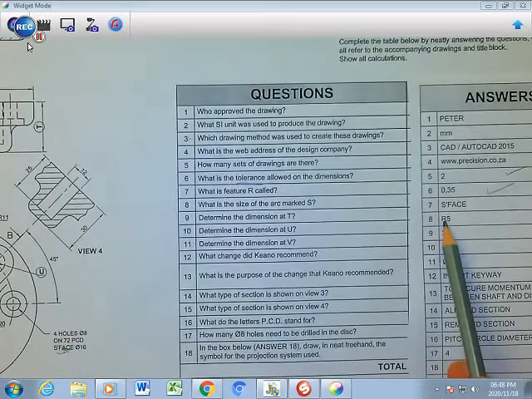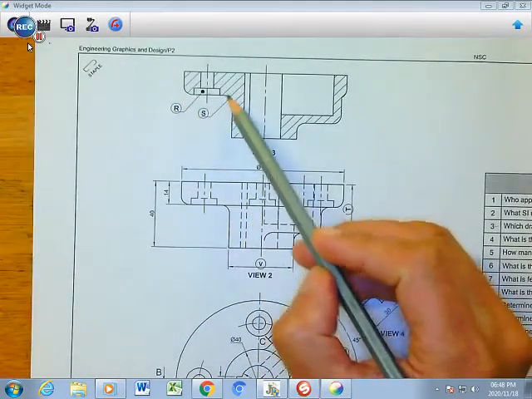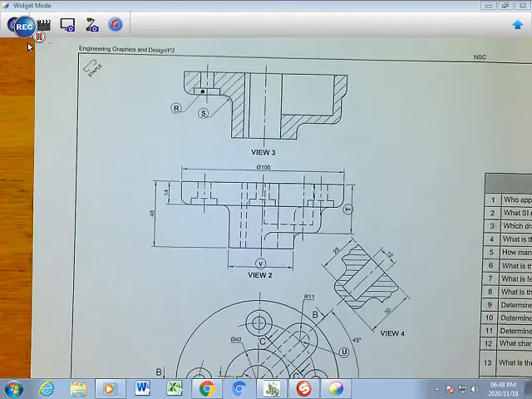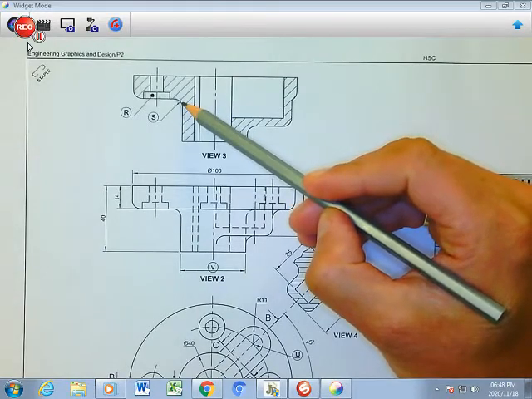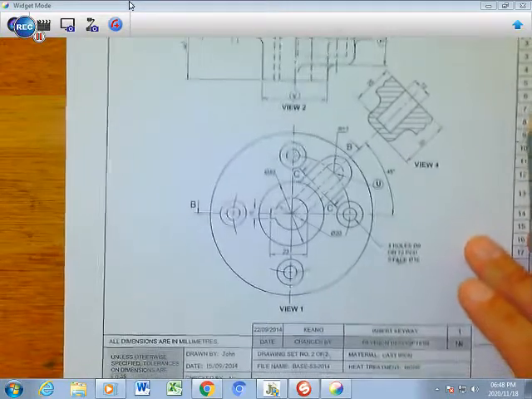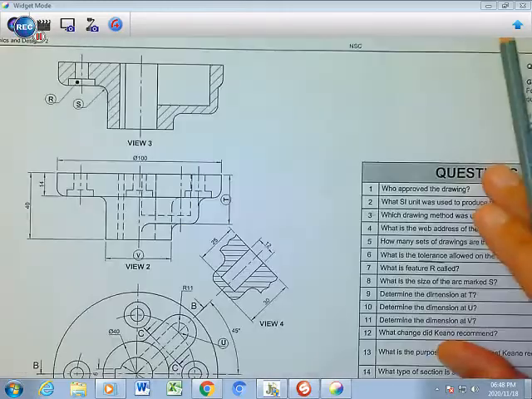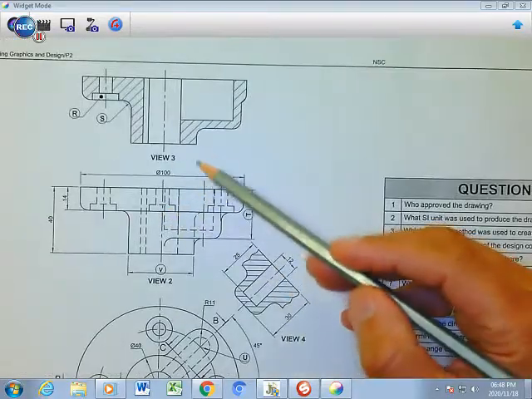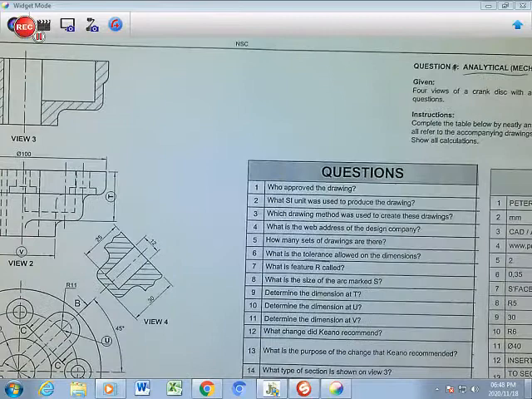Then we go to number 8. What is the size of the arc marked at S? So once again we go back here, this arc here, which is basically a fillet as we would call it. So we will have to find what that is. That is R5, radius 5. And how do we know that? It doesn't tell you there, but if you go to your title block, it says all unspecified radii are 5, meaning that wherever you are going to find corners like these where no dimension has been given, you must regard it as R5, radius 5.